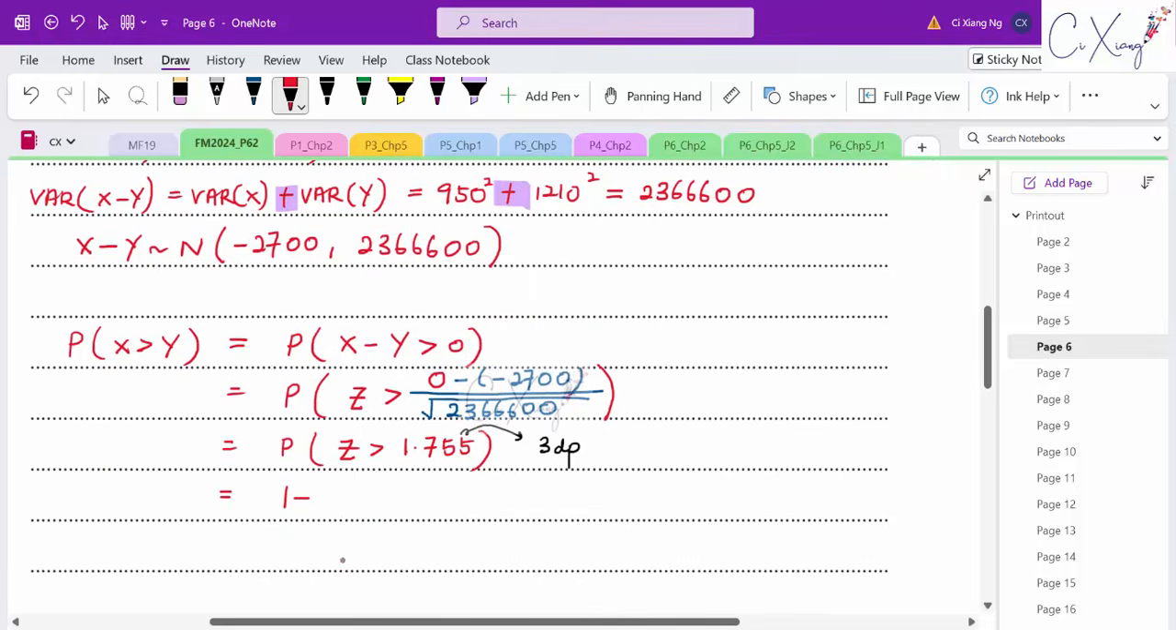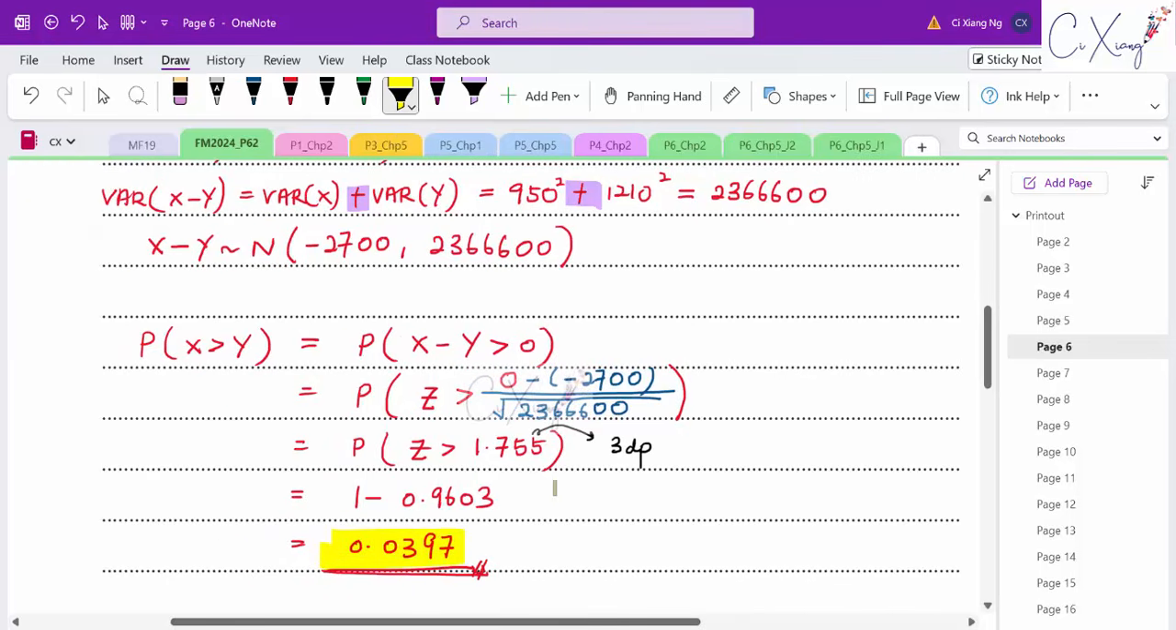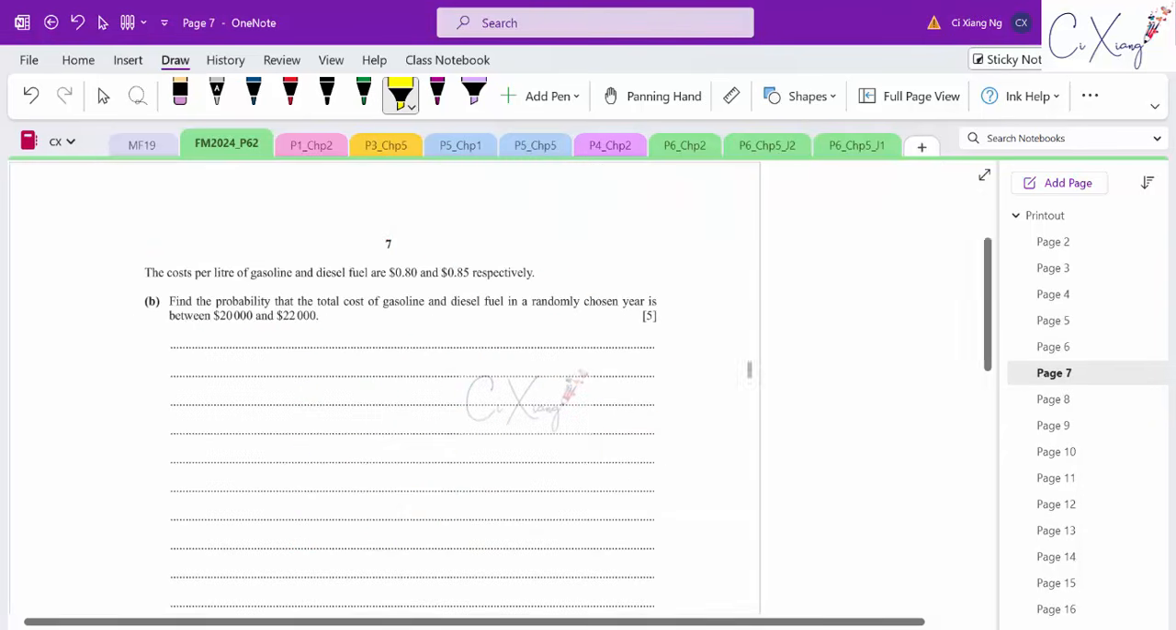I will have the value 1 minus 0.9603, and simplifying it, I will get 0.0397. This is to 3 significant figures, all right? Okay, so this is how we get the answer for part A. Let us continue to part B.